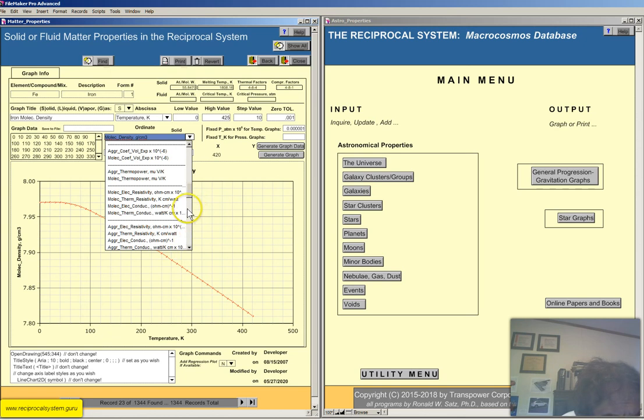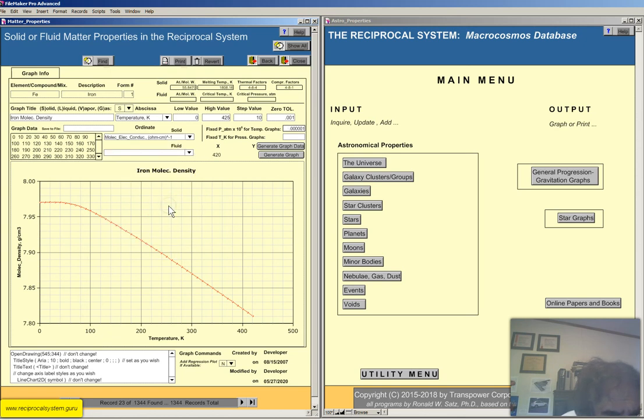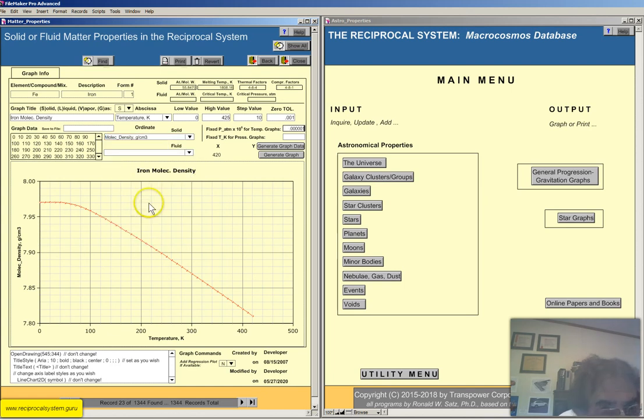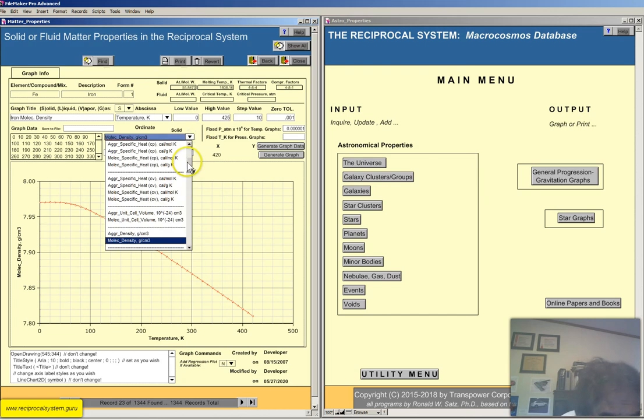Can I expand that now? We don't want to do that. Let's get back to molecular density. I like that. I'll keep this the same right here. And let's keep going down the list.